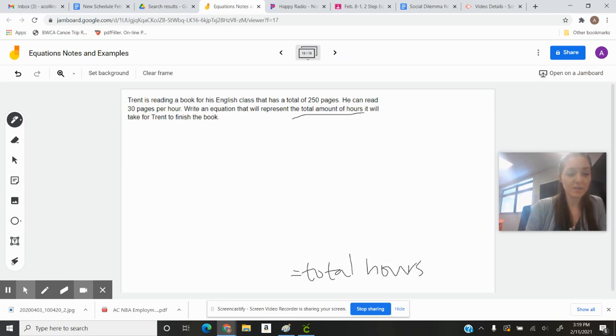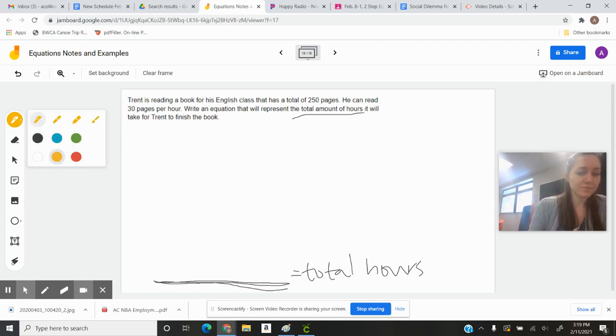All right, so that tells me that we're going to have something over here in our equation that will help us calculate the total hours. We don't know the total hours, and that's okay. That's what we're writing an equation to figure out. All right, now we need to look for our variable. Trent is reading a book for his English class that has a total of 250 pages. He can read 30 pages per hour. All right, so our variable is hour. I'm just going to shorten that up to an h.